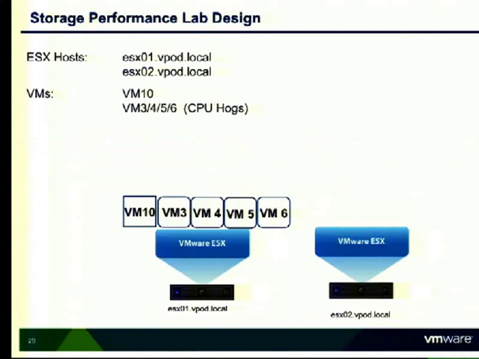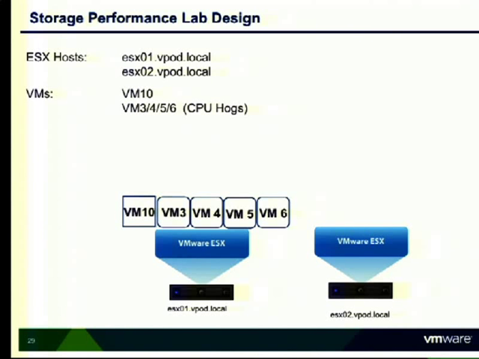In the lab, I'm greedy, so I get 2 ESX hosts. I just stole one from one of Joey's labs. We've got VM10, which is our main load. He's the one with the smiley face, and he's looking decidedly unhappy at the moment. Then we've got VMs 3, 4, 5, and 6. They're going to generate some contention. They're going to be CPU hogs, so they're going to take away the CPU that he hasn't already got.